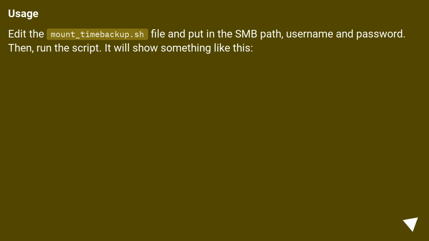Usage. Edit the mount_timebackup.sh file and put in the SMB path, username and password. Then, run the script. It will show something like this.